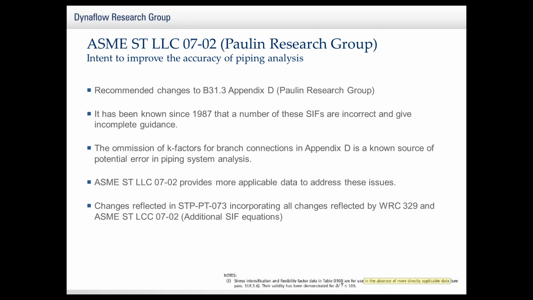This document contains recommended changes to B31.3 Appendix D, the document that shows the flexibilities and SIFs. It has been known since 1987 already that a number of these SIFs are incorrect and that the flexibilities may also not be correct. For example, the omission of flexibilities for branch connections in Appendix D is a known source of potential error in piping system analysis.